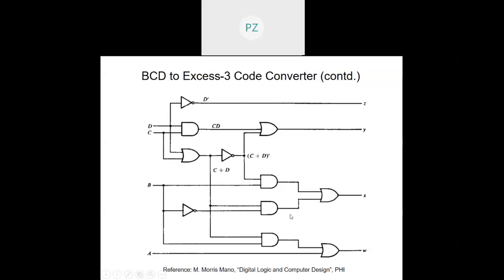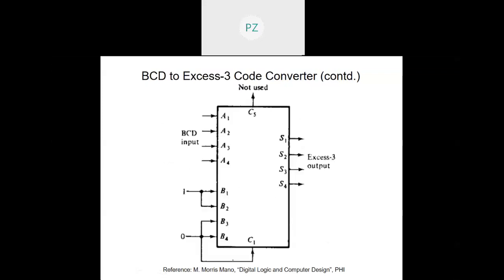Then I can realize them using a logic circuit. Again, I invite you to realize this circuit from the Boolean expressions that we have obtained from the K-map minimization. The point that I am trying to make is that I can also use the 4-bit parallel adder for BCD to XS3 code conversion.